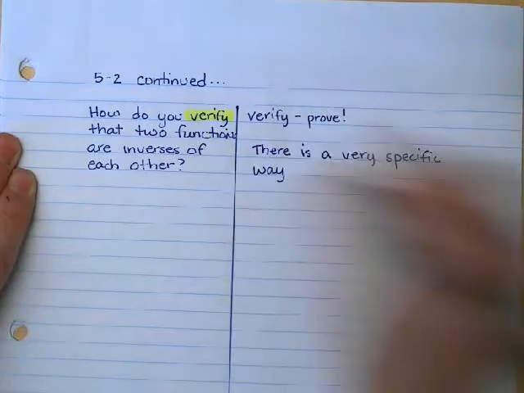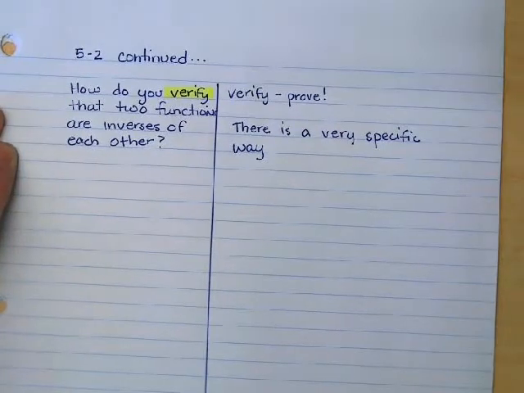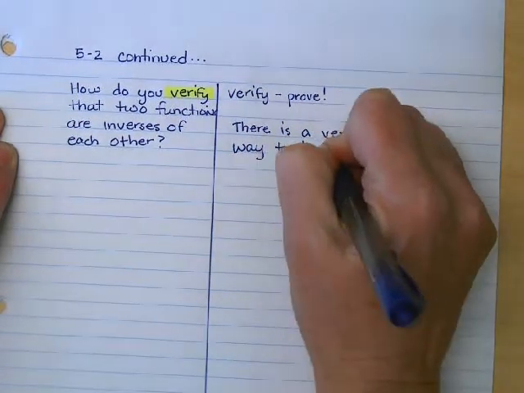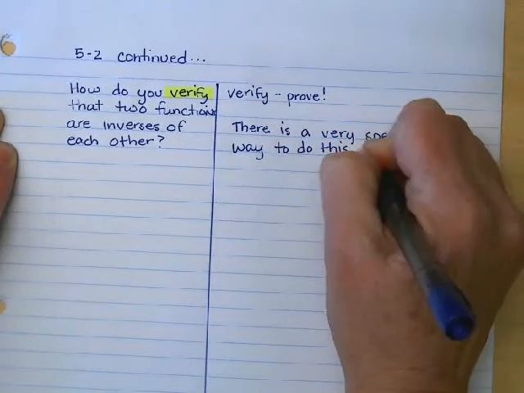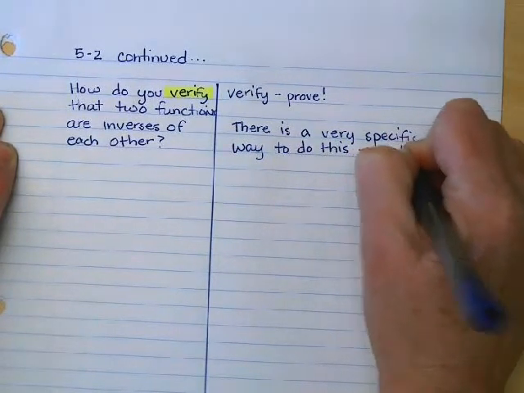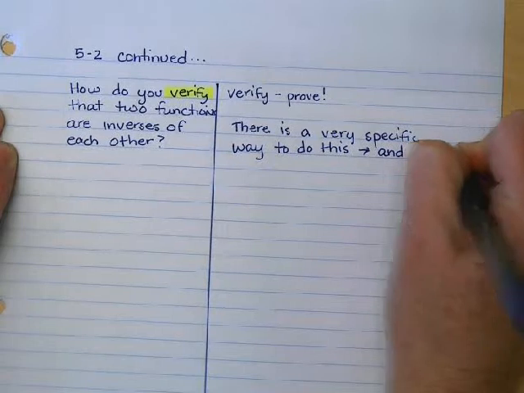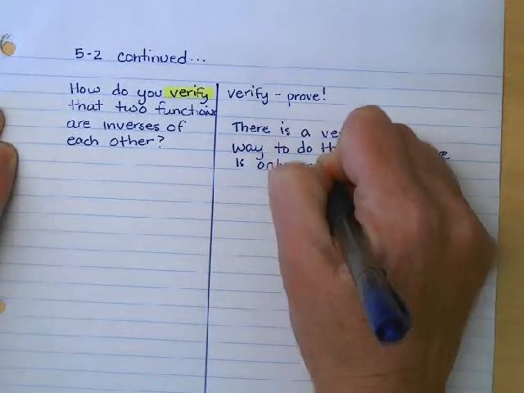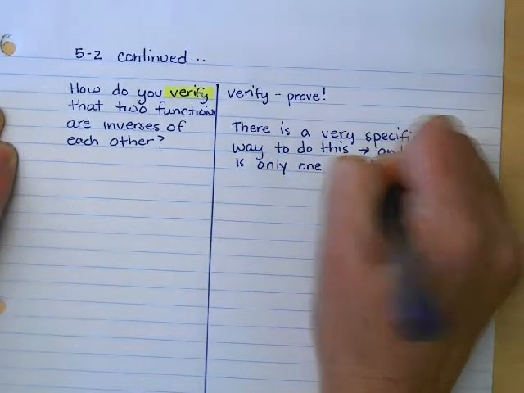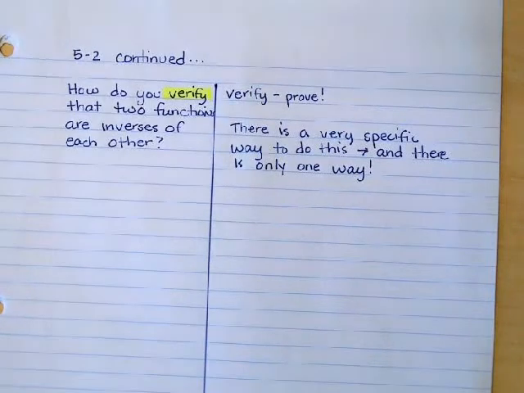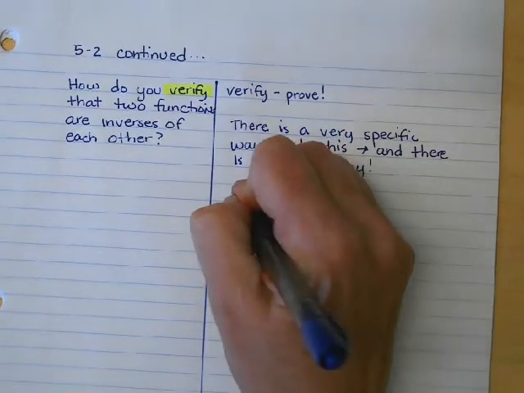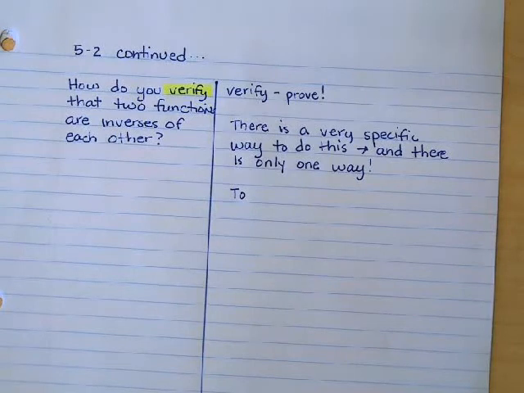I also get students that come up with their own way, and they also get like, well, why didn't that work? Okay, so it's very specific, and there is only one way. Okay, so what you're going to do is if you want to prove that two functions are inverses of each other, and let's just call those functions f of x and g of x.